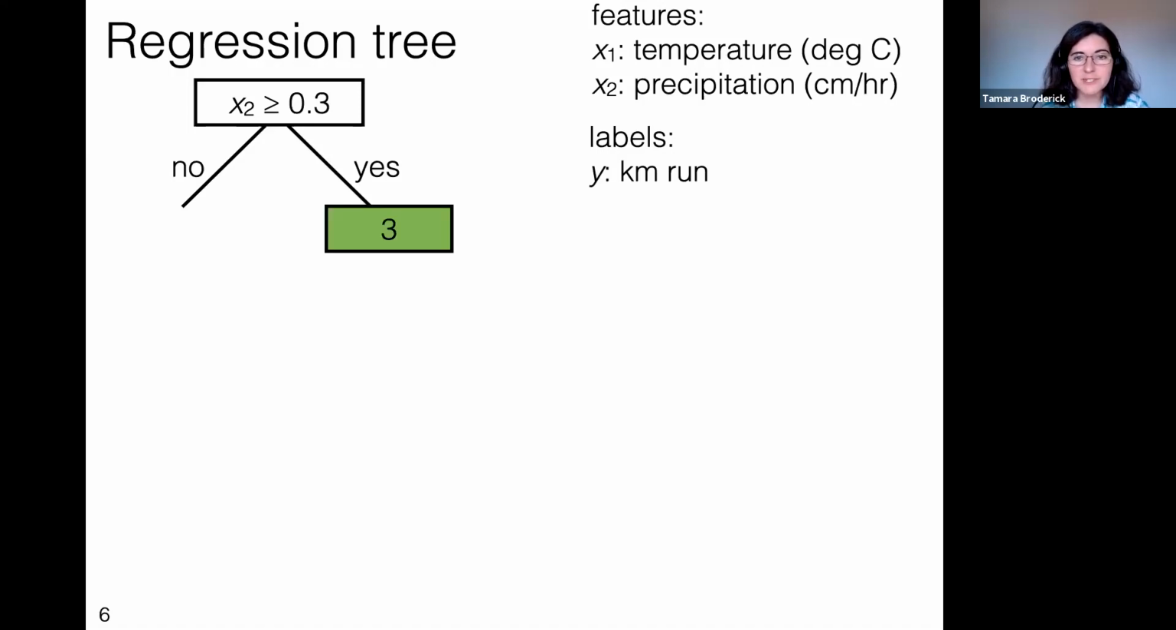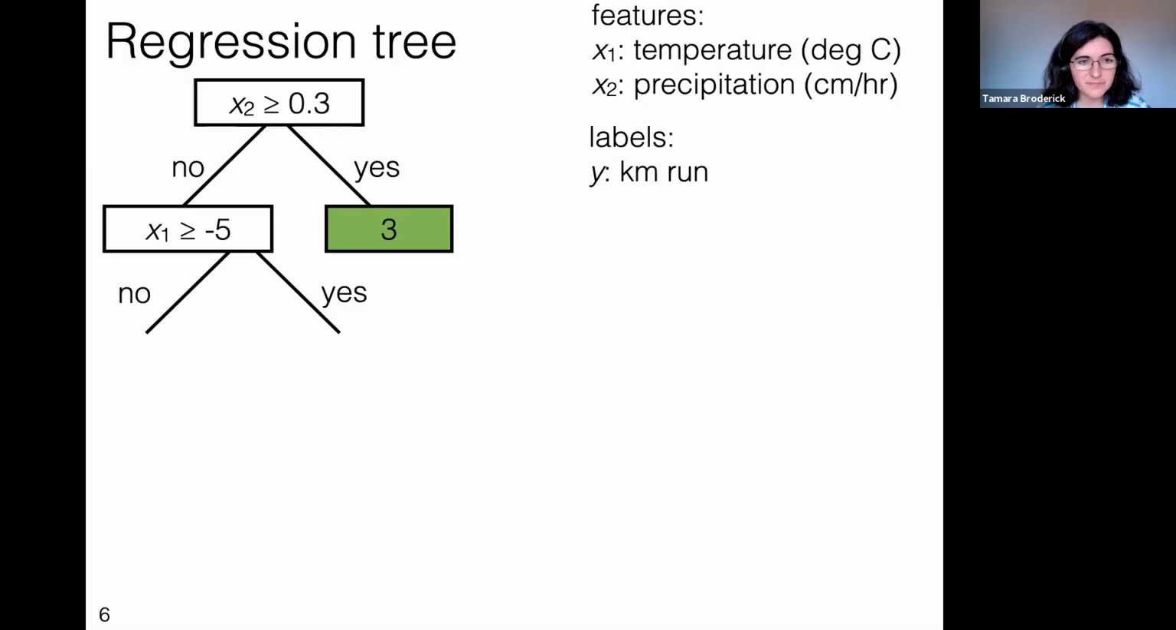Okay, well, if there's a lot of precipitation, maybe it turns out that I just go inside and I go on the treadmill and I don't want to run as much. And so I run, let's say, 3 kilometers. If there's not so much precipitation, I'm going to ask, is it cold? So we'll have x1 greater than or equal to -5. And maybe I say, if it's cold, so if there's a no here, then again, I'm going to go on the treadmill. I'm not going to run maybe as long. Maybe it'll be 2 kilometers.